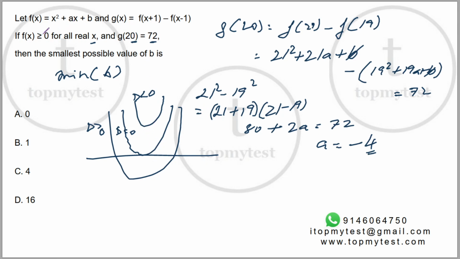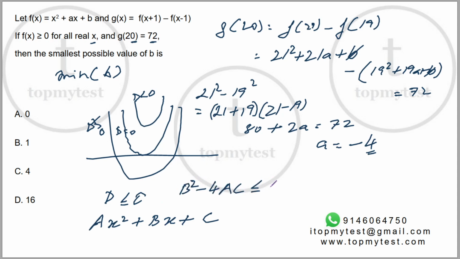x-axis, right? I want f of x to be greater than or equal to 0, which means I want the discriminant should be less than or equal to 0. Right. So if your original equation was capital A x square plus capital B x plus capital C, this was the original quadratic function, right? I am writing it in capital to ensure that I don't get confused with this. Then your discriminant would be B square minus 4AC. Now this value has to be less than or equal to 0.